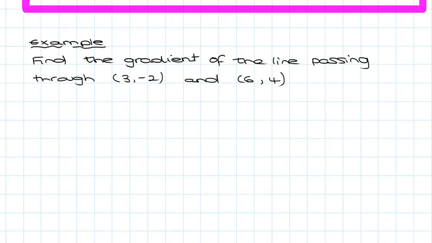Find the gradient of the line passing through the coordinates 3, -2 and 6, 4. So what you need to recognise is that this, because reading it from left to right, is the first coordinate. So I will allow 3 to be x1 and -2 to be y1. So there's our first coordinate. And this one is our second coordinate. So 6 is x2 and 4 is y2.